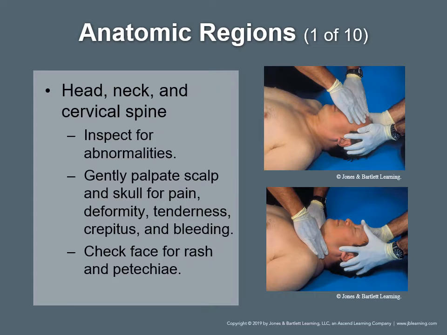Okay, this is the inspection and palpation of the head, the neck, the spine, which we've talked about when we went over the psychomotor part of doing an assessment. This is your DCAP-BTLS. You're also taking more of a look. You're inspecting around the eyes for bruising, behind the ears for bruising, and for fluid coming out of their ears, whether it's blood or CSF or both. Just check the face for rash and petechiae.